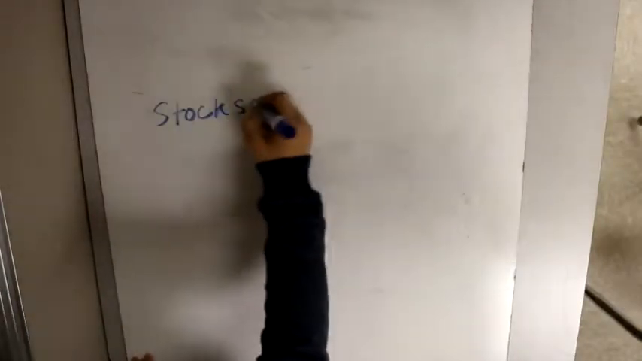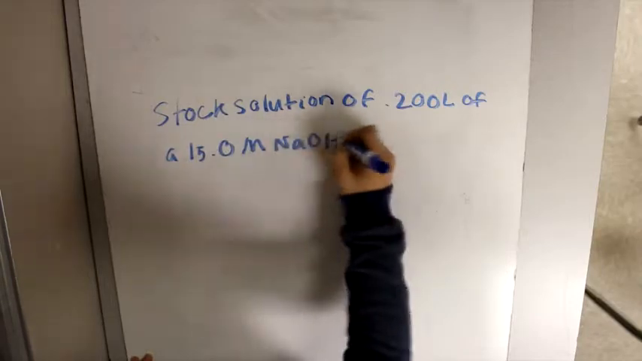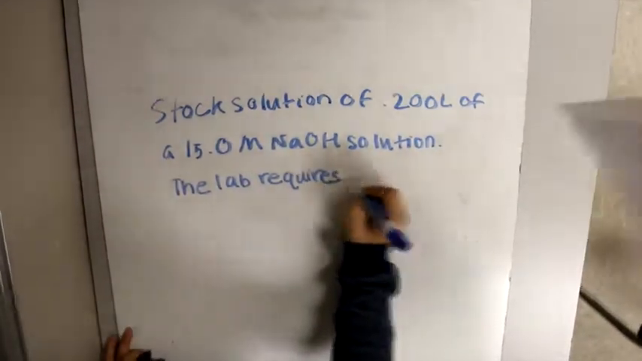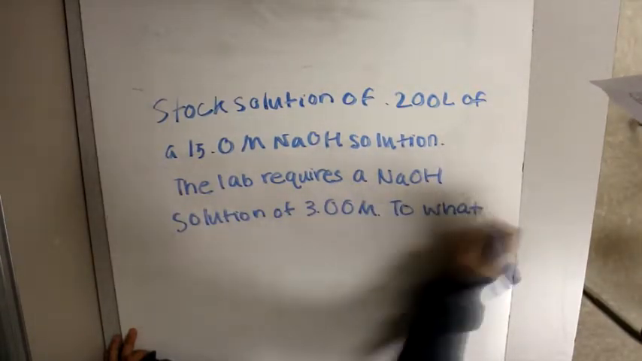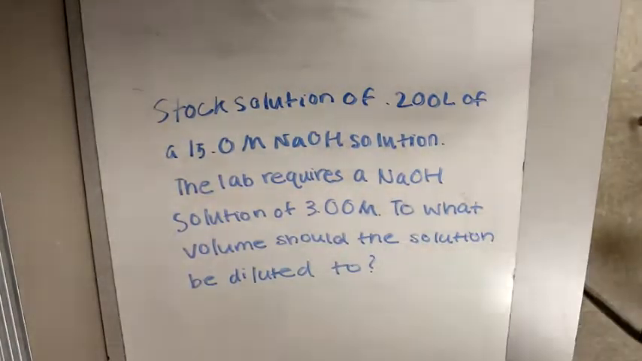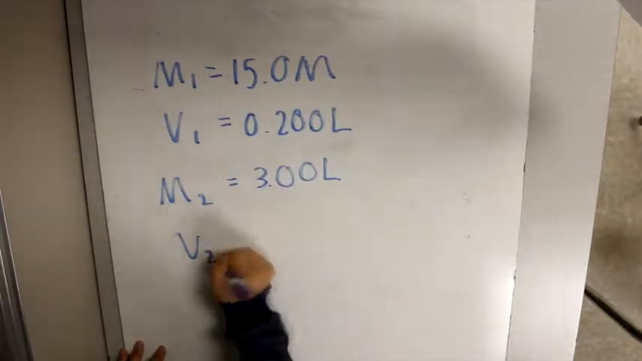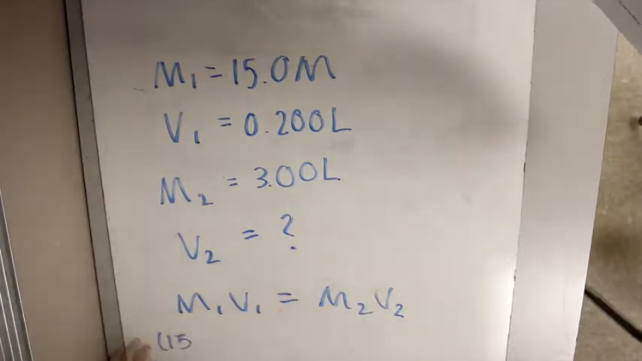So, let's say you have a stock solution of 0.200 liters of a 15 molarity NaOH solution. The lab you are conducting requires an NaOH solution of 3 molarity. To what volume should the stock solution be diluted? First, put the values you know into the equation. In this case, M1 equals 15 molarity, V1 equals 0.200 liters, and M2 equals 3 molarity. You need to solve for V2. So the equation will look like this.